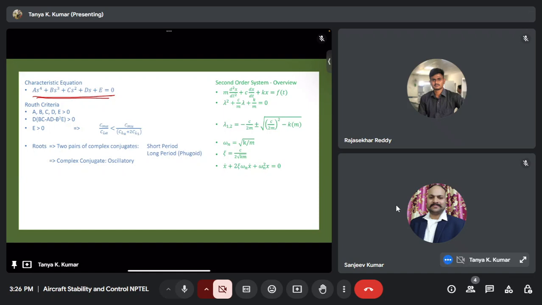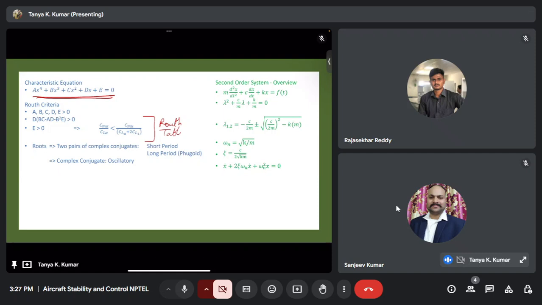Then we construct the Routh table, and the conditions we get from the Routh table are that all the quantities in the first column of the Routh table must be positive. From that we get the other two conditions. This is from the Routh table. So these are the three conditions that we get to ensure that the system is stable.